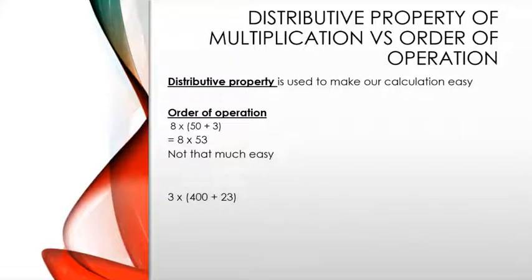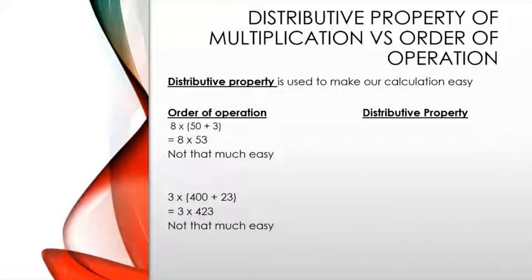3 into 400 plus 23, which is equal to 304. 3 into 420. We don't know the multiplication table of 423. So this isn't so easy, isn't it? But now, if we try to solve these questions using the distributive property, we will be able to get the answers very easily. Let's try to solve these now.